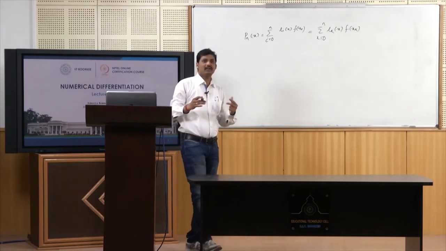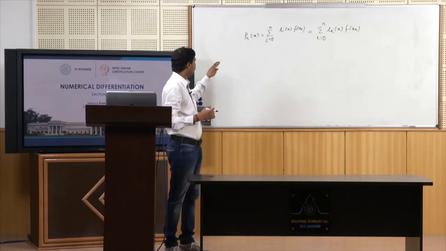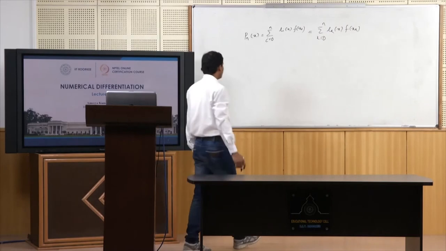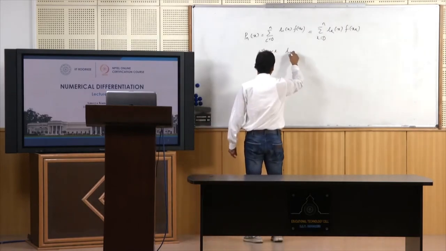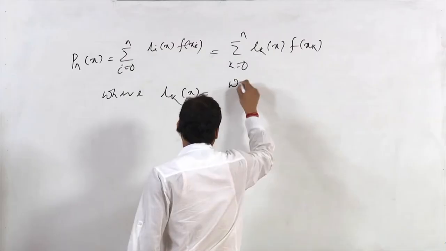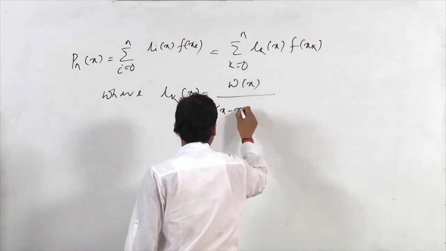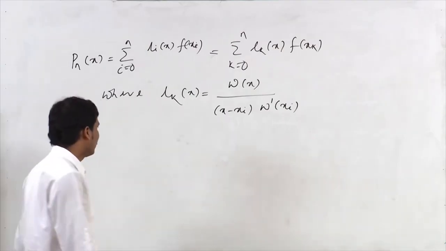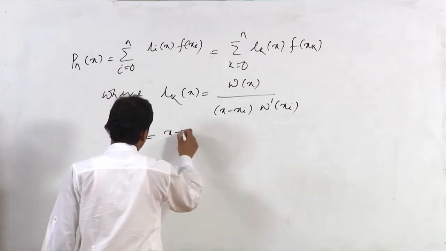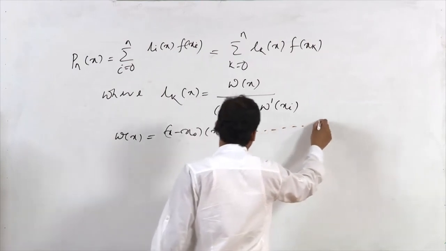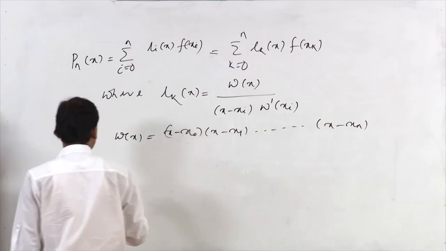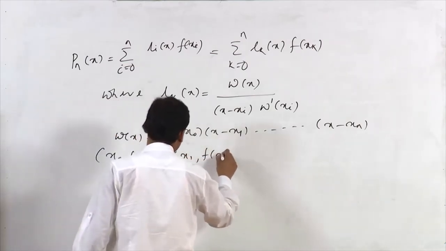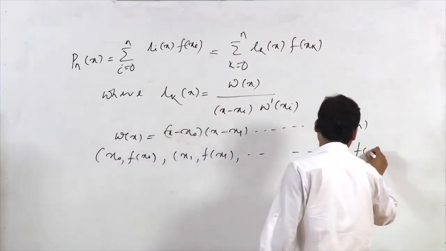This means that we are constructing a polynomial Pn(x) based on these n plus 1 nodal points, considering the functional values of the function f(xk). The Lagrangian coefficient lk(x) is written as omega(x) by (x minus xi) omega dash of xi, where omega(x) is defined as (x minus x0)(x minus x1) up to (x minus xn). Here the tabular points are expressed as x0, f(x0), x1, f(x1), up to xn, f(xn).